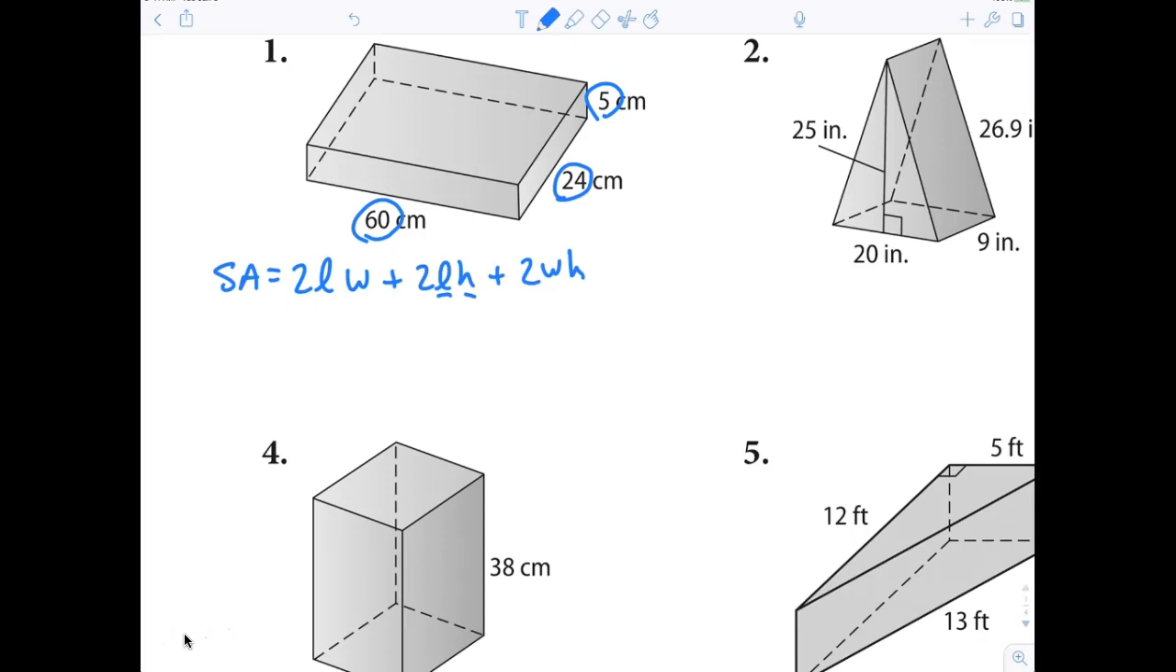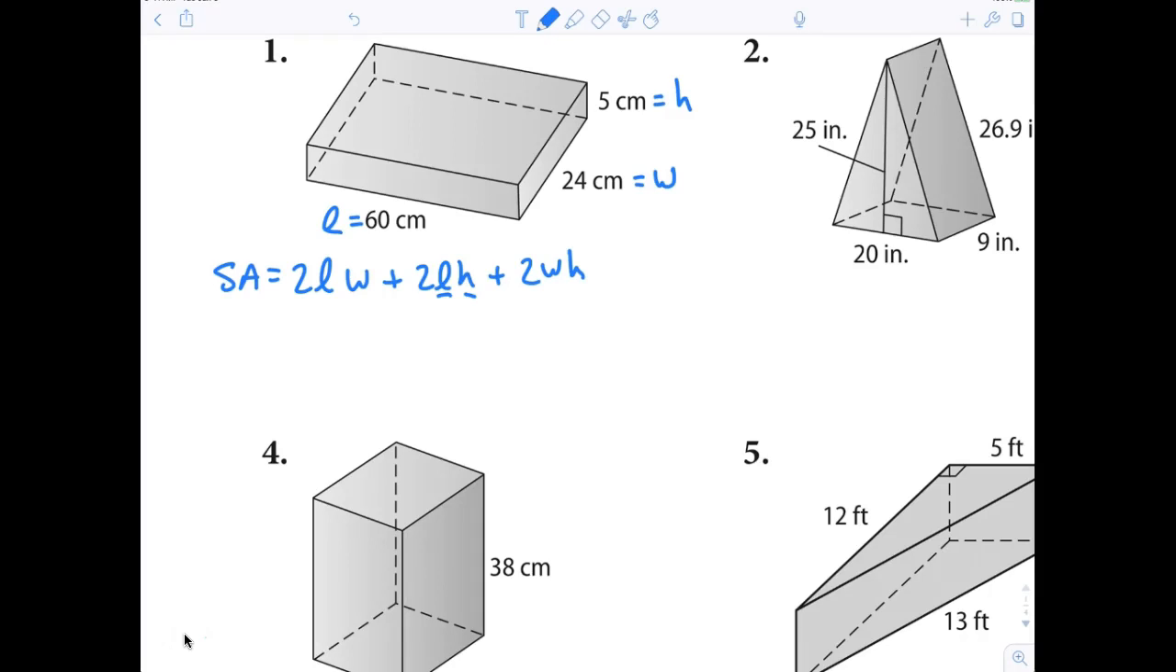All right. So what I prefer everybody to say is: the surface area of a rectangular prism is 2LW plus 2LH plus 2WH. Write that down. Now to make it real simple, the 60, we can label that the length. The 24, we can label that the width. And 5, we can label the height. But does it matter what we label W, L, and H? No. Makes no difference because we're going to be multiplying.